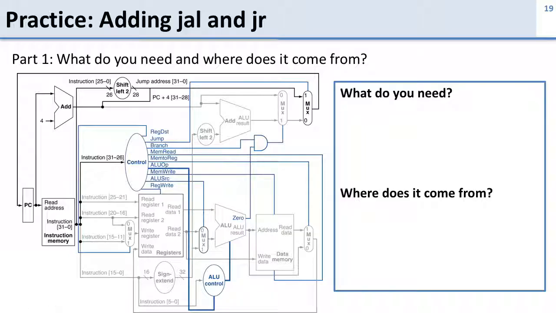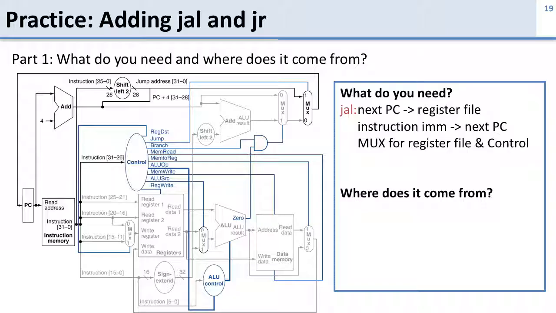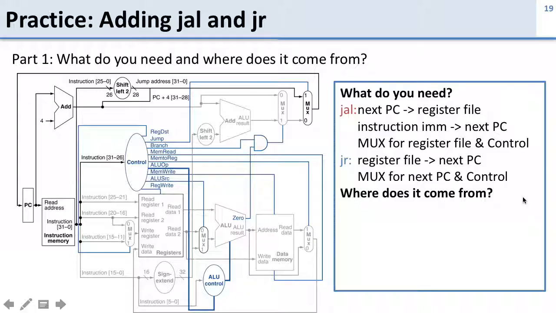All right, so what do you need to add, and where does it come from? Well, for jump and link, you need to do a few things. You need to take the next PC and put it into the register file. You need to take the immediate from the instruction and put it into the next PC. And you have to have a mux so that you can control what goes into the register file and what goes into the next PC. For jump register, we need to have the register file go to the next PC, and we need a mux that allows us to control the next PC.